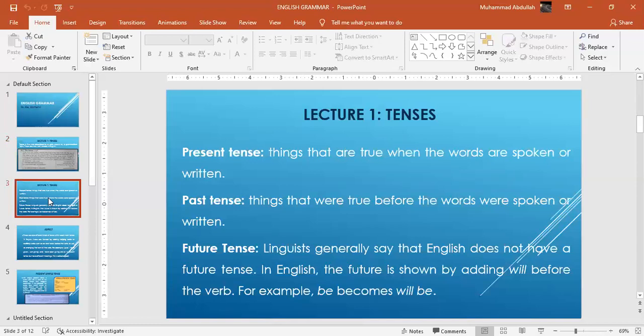Present tense shows the things or the happenings that are true when the words are spoken or written, I mean at that moment. And what is a past tense? Things or happenings that were true before the words were spoken or written, right? About future tense, there's a controversy among the linguists. Some linguists generally say that English does not have a future tense. In English, however, the future tense is often shown by adding will before the verb. For example, be becomes will be.